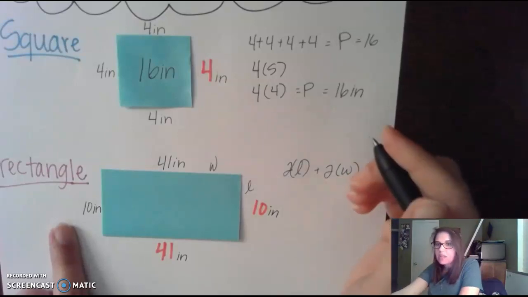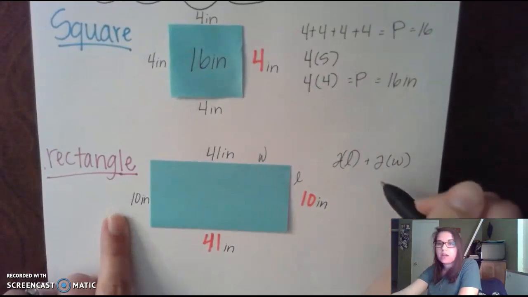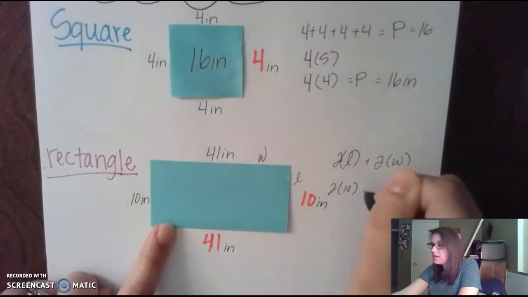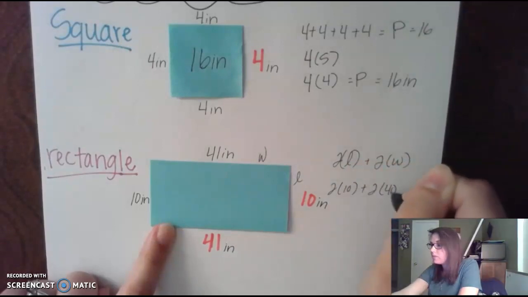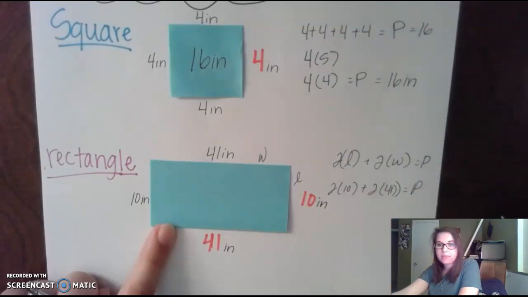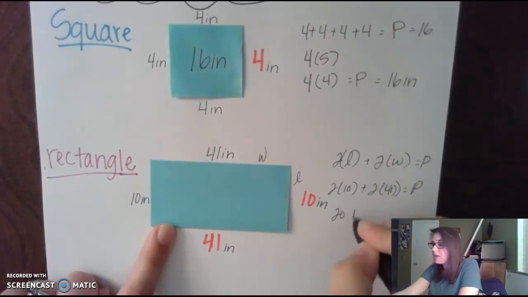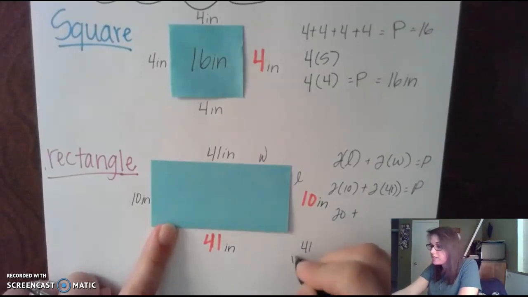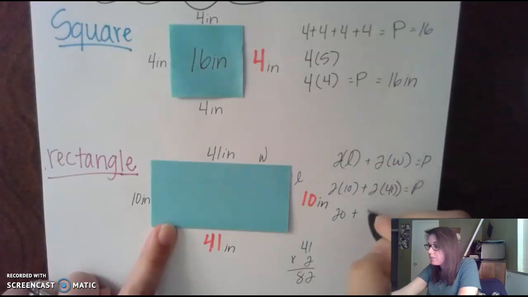Okay, so we have 2L, which our L is 10, so 2 times 10 plus 2 times 41 equals P. These both equal P, okay? So 2 times 10, that would equal 20, plus 2 times 41. Well, I'm not quite sure what 2 times 41 is, so I'm going to come down here and do 41 times 2. 2 times 1 is 2. 2 times 4 is 8, so that would be 82.